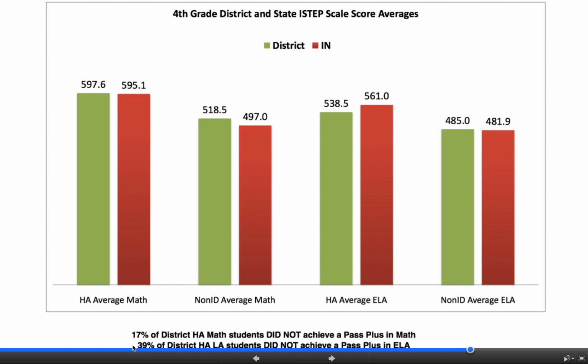And on the bottom, I think this is important data to look at. 17% of this district's high ability math students did not score at the Pass Plus level. 39% of their language arts kids didn't score at that level. So that's a problem. We would expect that number to be no higher than 10%. And I-STEP is grade level data, so certainly our high ability kids should be able to master grade level material. So you want to take a look at what your data card says for those percentages.